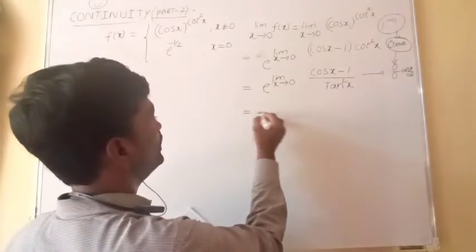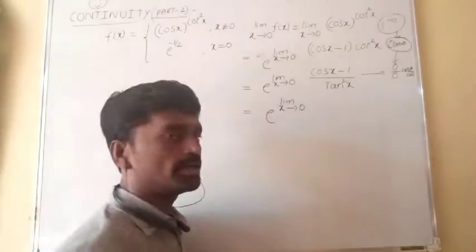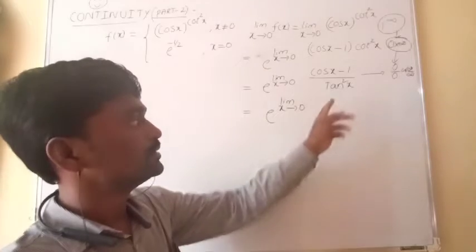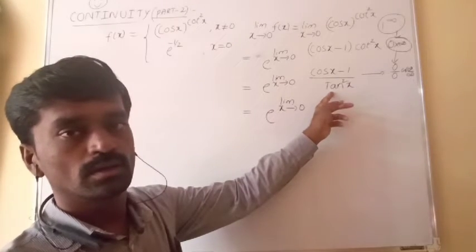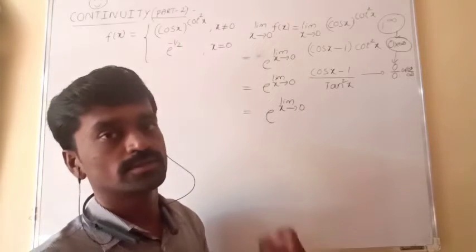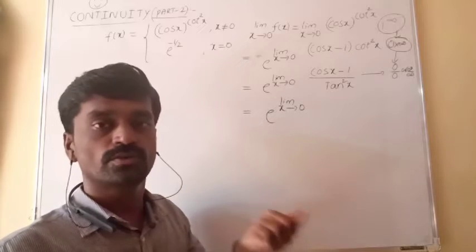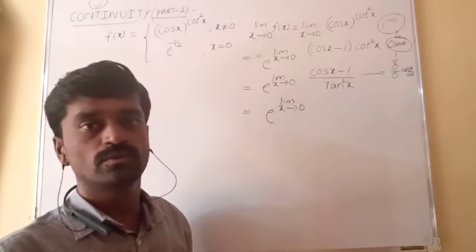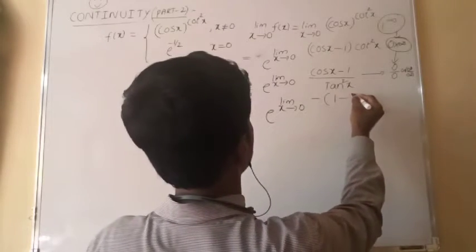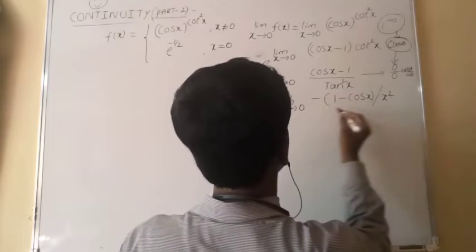Okay. E power limit x tends to 0. I am dividing numerator and denominator by x square. How we come to know x square only? Because this becomes a non-zero number after applying the limit only if it has denominator x square, because tan x by x is 1 when x tending to 0. So tan square x by x square is tending to what? 1 square, which is 1. So divide numerator and denominator by x square, and in the numerator you take minus common.